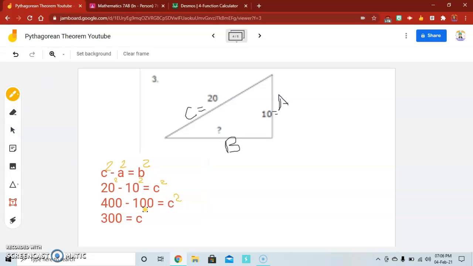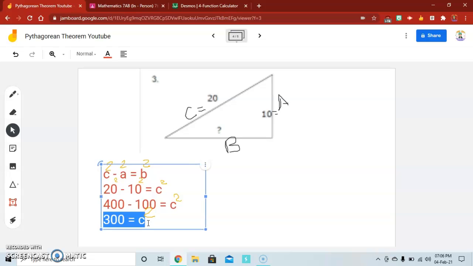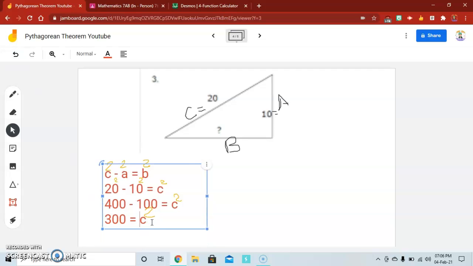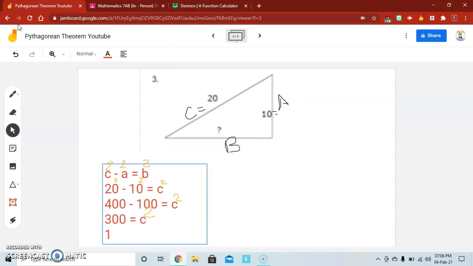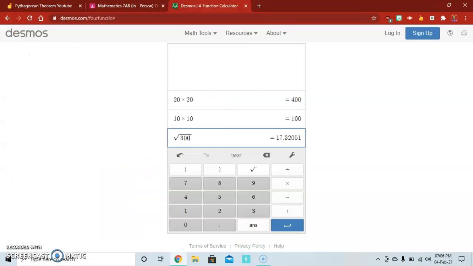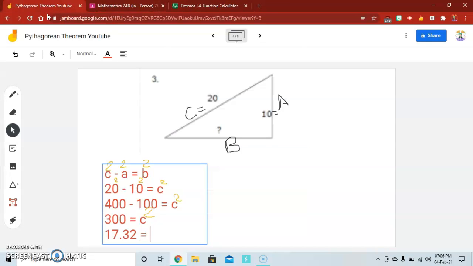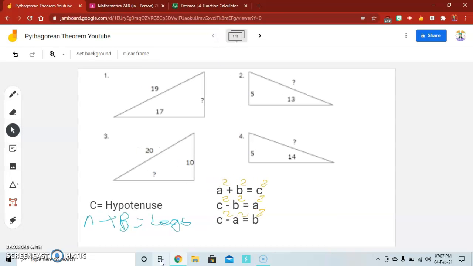And now we're going to plug that into our calculator. So we put the little check mark and we type in 300. And our answer is going to be 17.32, I believe, equals B. And that's how you solve with the three formulas of the Pythagorean theorem.